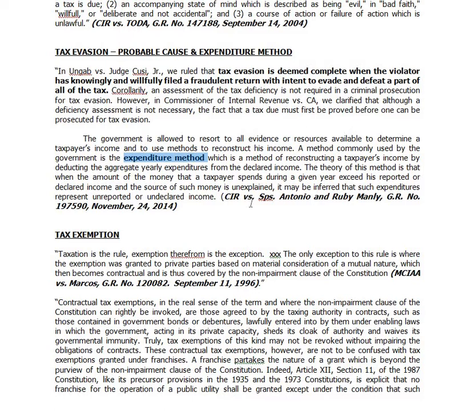You will know that there is an undeclared income for tax purposes because the expenses are more than the income reported. That is the expenditure method. So the theory of this method is that if the amount of money that the taxpayer spends during a given year exceeds his reported or declared income and the source of money is unexplained, it may be inferred that such expenditures represent unreported or undeclared income. That's the expenditure method.